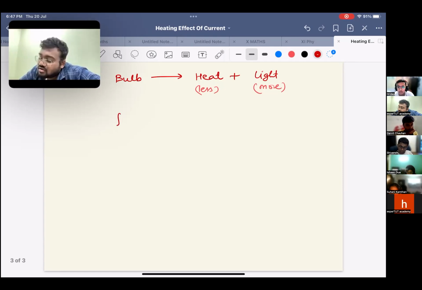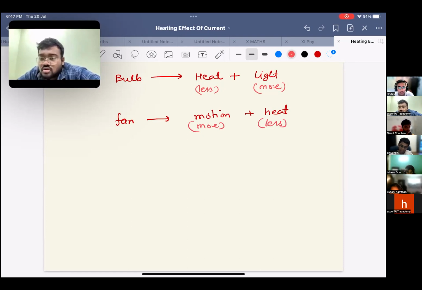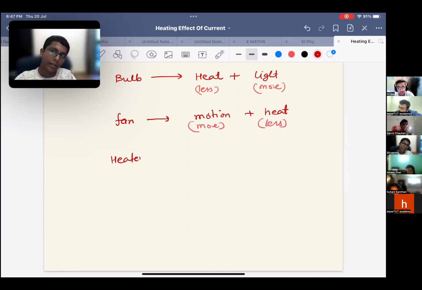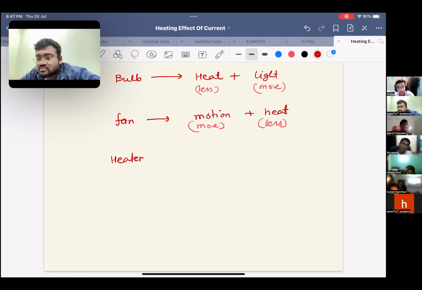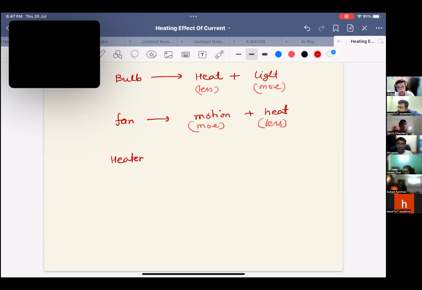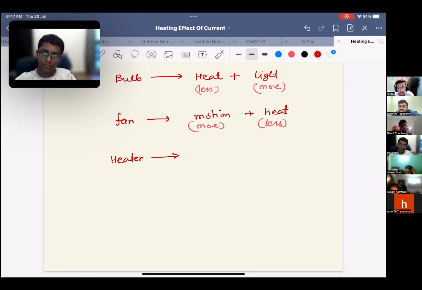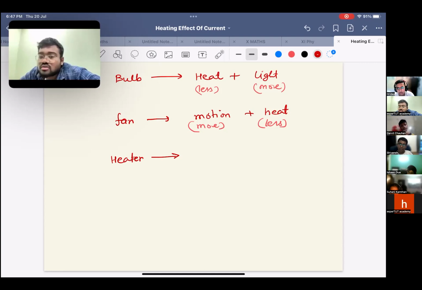Let's say there is a fan. Fan will convert it into motion plus heat. So motion is more and heat is less. Why is it giving out heat? The fan gets heated because there is current passing through some resistor. I have written less heat. With time it will get heated more, but the portion of this is not with time.